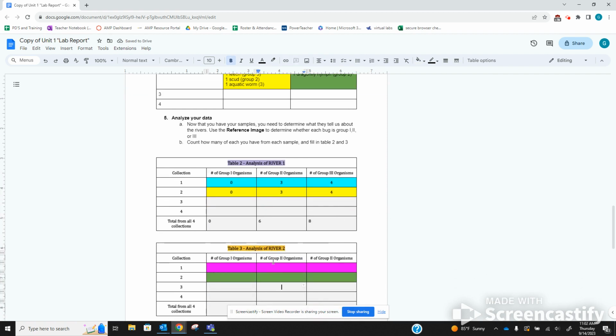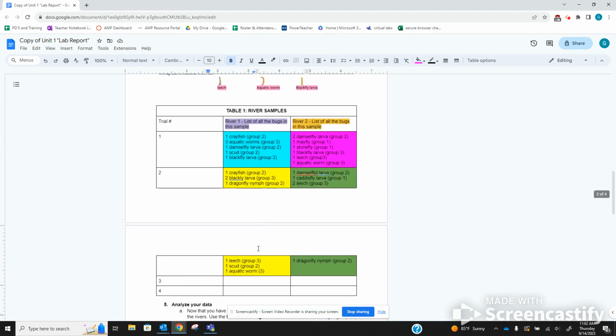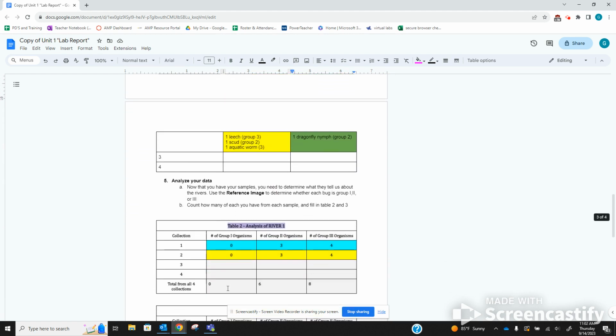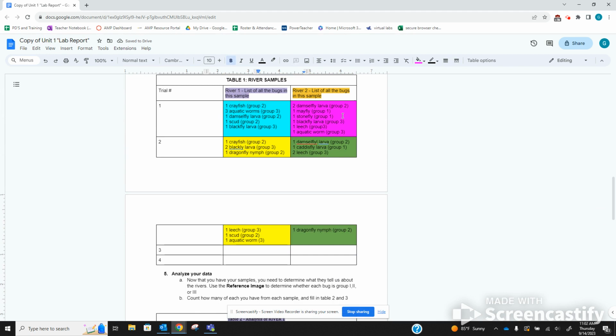All right. And then for river 2, now I'm going to do the same analysis. First, I'm going to go for my group 1 organisms. I've got 1 mayfly plus 1 stonefly. That's it. So I've got 2. Next, of my group 2 organisms in this sample, I've got 2. And that's it.